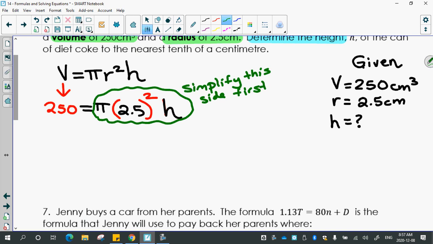And how can we do that? We can start following just plain old BEDMAS. So on this side, is there brackets? Yes, but there's just a number inside. Is there exponents? Yes. So we're going to do that next. So I'm going to leave pi alone, but I'm going to do 2.5 times 2.5 on my calculator. And it gives me 6.25 times height.